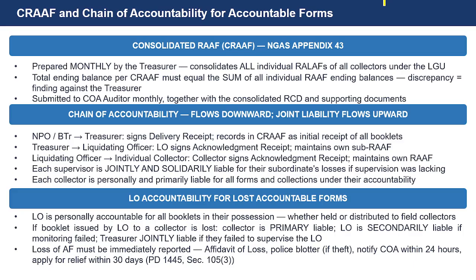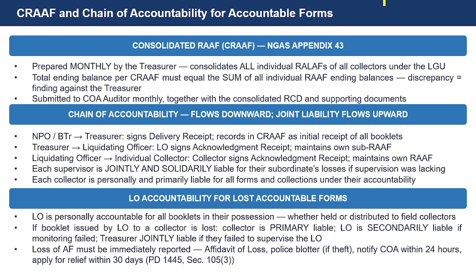in the local government unit. If a booklet issued by a liquidating officer to a collector is later lost, the collector who held it is primarily liable. The liquidating officer becomes secondarily liable only if monitoring of that collector had failed. The treasurer becomes jointly liable only if overall supervision across the system was lacking.